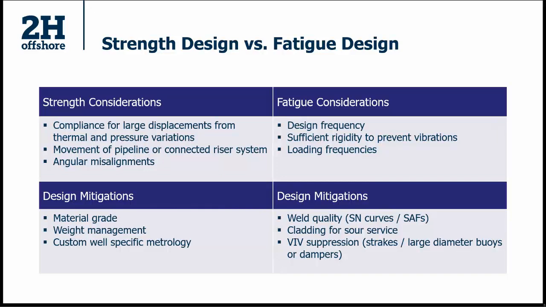And if VIV is a problem, then you can suppress or mitigate VIV by putting strakes on them or putting some large diameter buoys on your jumper pipe such that the VIV lock-in does not occur. If you see vibration in a system, you can also even install dampers and thus prevent excess amplitude of vibration in your system.